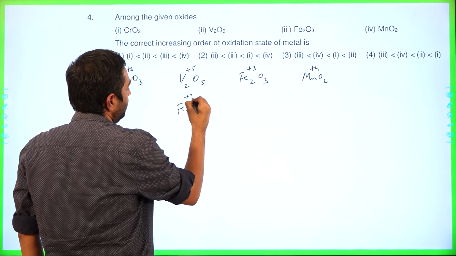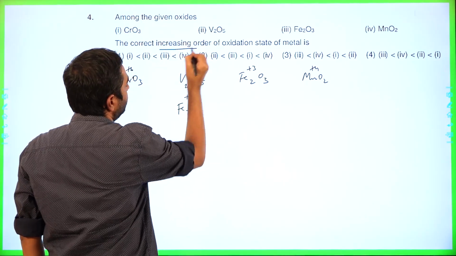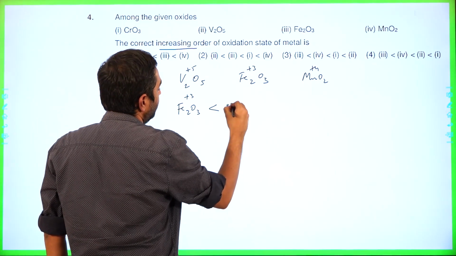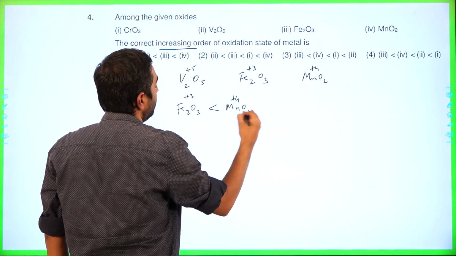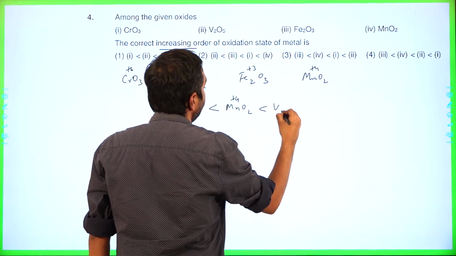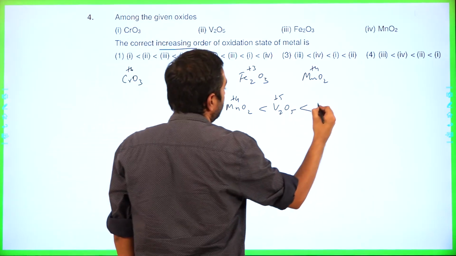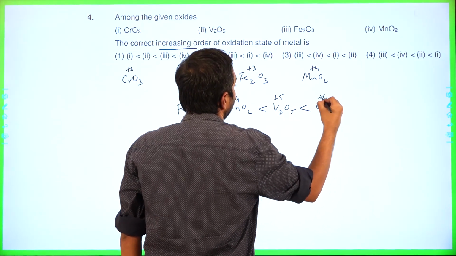Fe2O3, which is the +3, is the lowest oxidation state. They are asking for increasing order, so we need to go from lowest to the highest. So Fe2O3, then we will have manganese dioxide, which is +4. Then I will have vanadium pentoxide, which has a +5. Lastly, I will have CrO3, which has a +6.